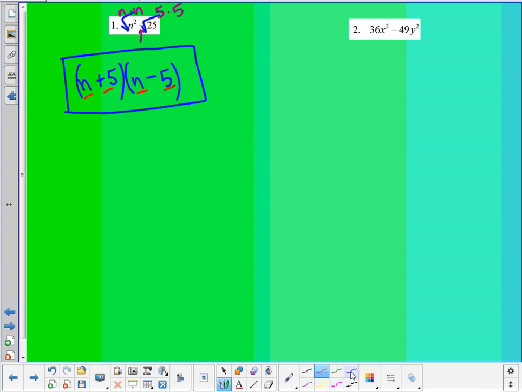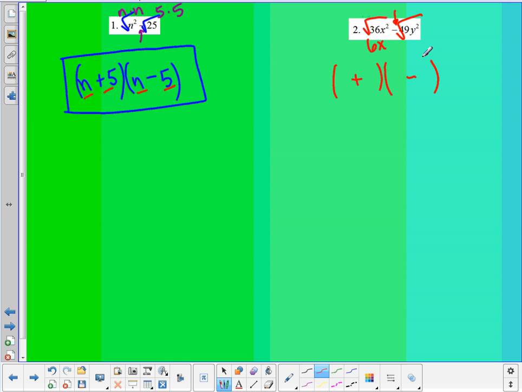Let's take a look at number 2. 36x squared minus 49y squared. 36 is a perfect square, x squared is a perfect square, 49 is a perfect square, y squared is a perfect square. They're all perfect squares, and I'm subtracting in the middle. So again, I have a difference of two squares pattern, no GCF to take out. I'm going to have my factored form, one's adding, one's subtracting. Take the square root of the 36x squared. The square root of 36 is 6, the square root of x squared is x.